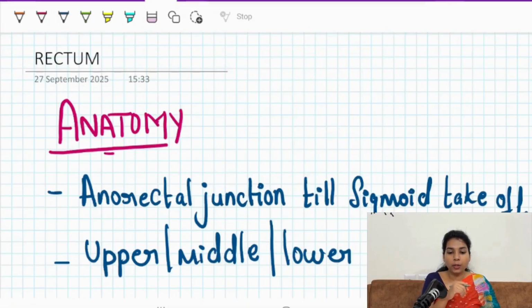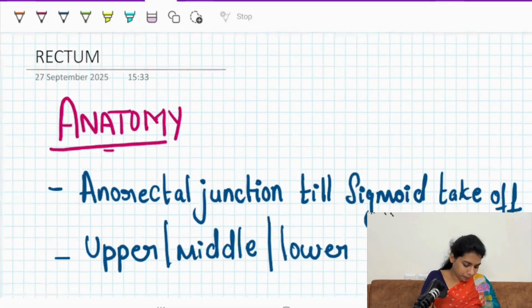Hi guys, today we'll study the topic of carcinoma rectum. Starting with the anatomy of the rectum and the anal canal, and then we'll move forward to the TNM staging, and then we'll look at the imaging characteristics of CA rectum. Starting with the anatomy.